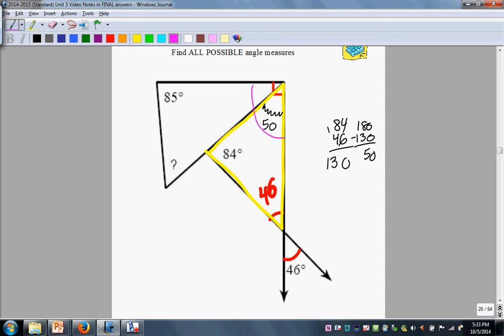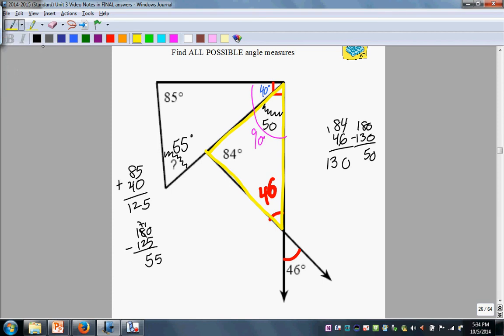Hopefully you notice the fact that this is a 90-degree angle. That means up here, 50 from 90, this is 40 degrees. So now I'm going to add 85 plus 40. I get 125. I take 125 away from 180, and I get 55 degrees. That means out here is 55 degrees.